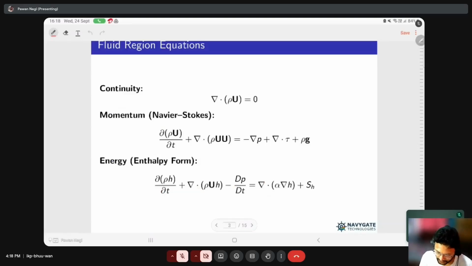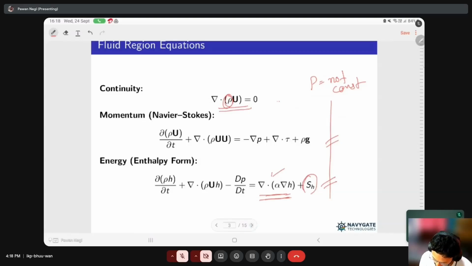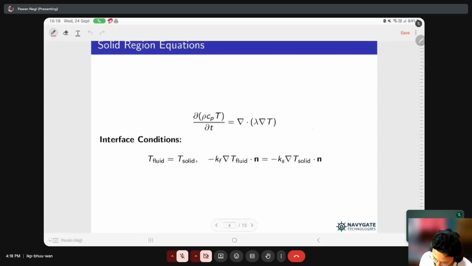In the fluid region, we solve these equations which are usual that you see. These are compressible equations. We can see that all the terms are here. The continuity equation, where this rho can be variable, rho is not constant, and then you have the momentum equation and the energy equation. In the energy equation, this is one of the terms which governs the diffusion of energy in the fluid, and this is the source term. And in the solid region, we usually solve just the conduction equation with this condition that I just described.